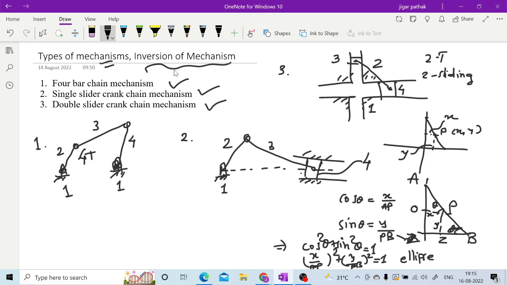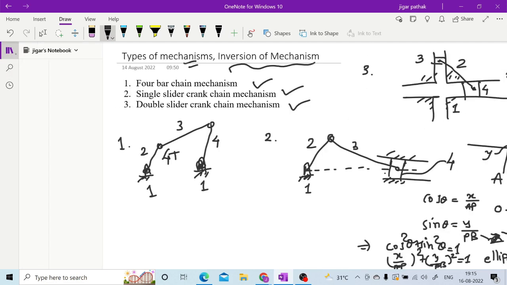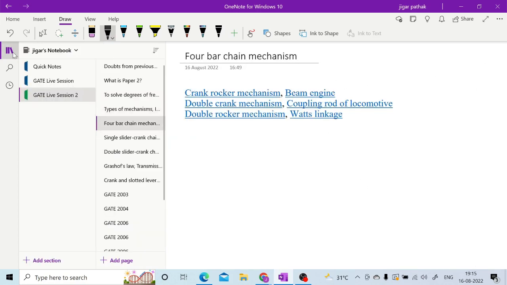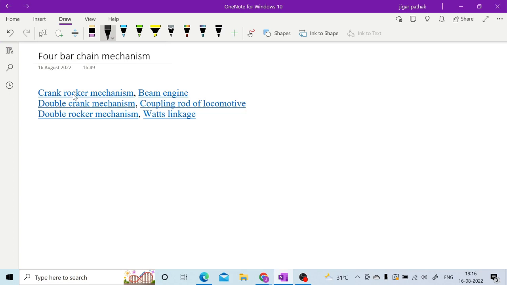What I was telling is this inversion of mechanism. So inversion of mechanism is whenever you are having any mechanism and you are going to fix the different links of that mechanism in order to get different kinds of work output as per your requirement, then that is considered as inversion of mechanism. Right now, if we go to the different mechanisms and their inversions, the first is this 4-bar chain mechanism. So in that you are having different possible mechanisms when you fix different links, right?